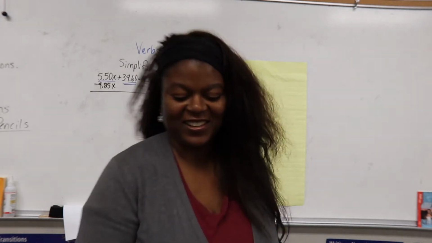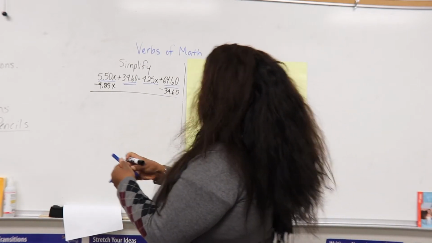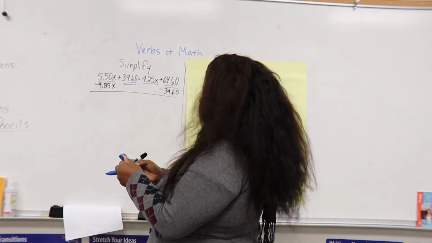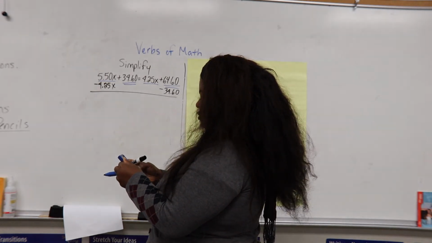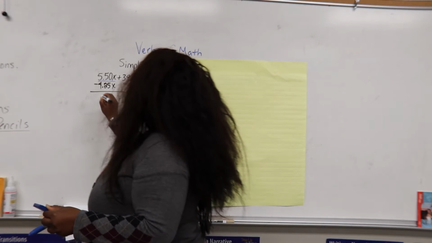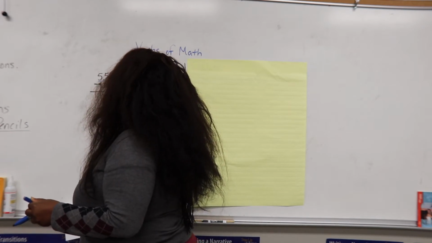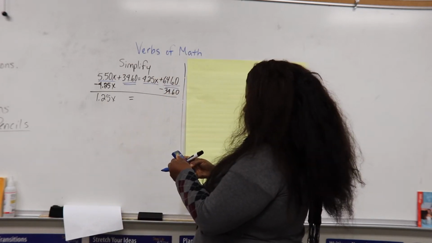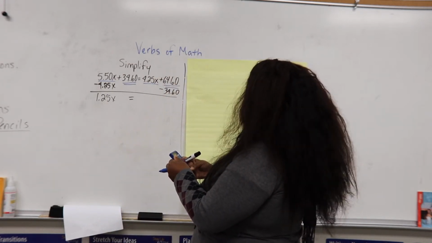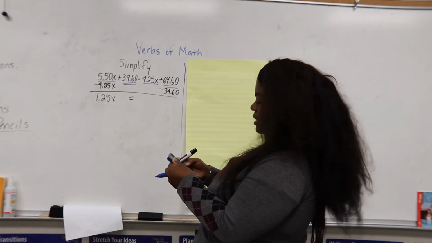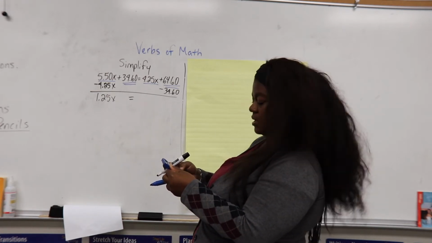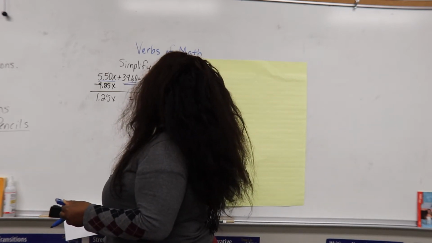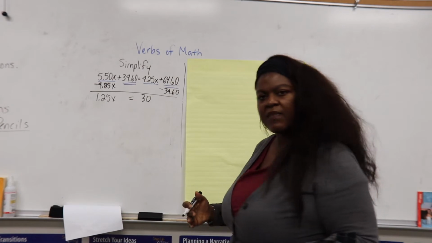Where's my handy calculator? All right, so the difference of $5.50 and $4.25 is $1.25. Here, the difference between $64.60 and $34.60 is $30. Can we simplify it even more?